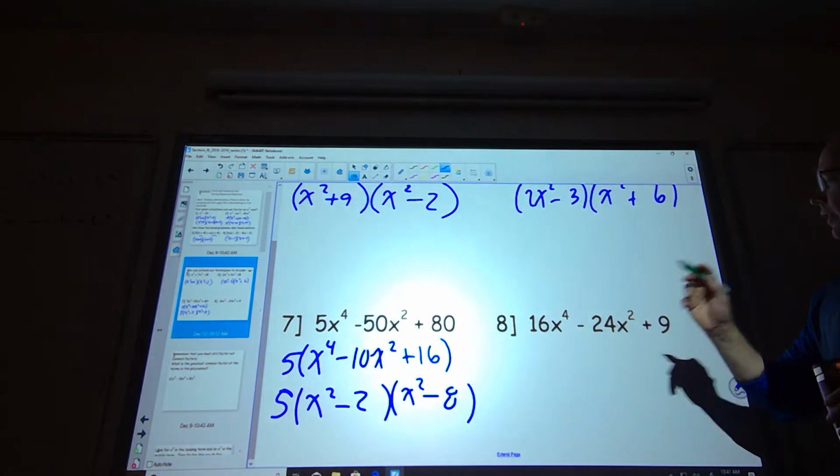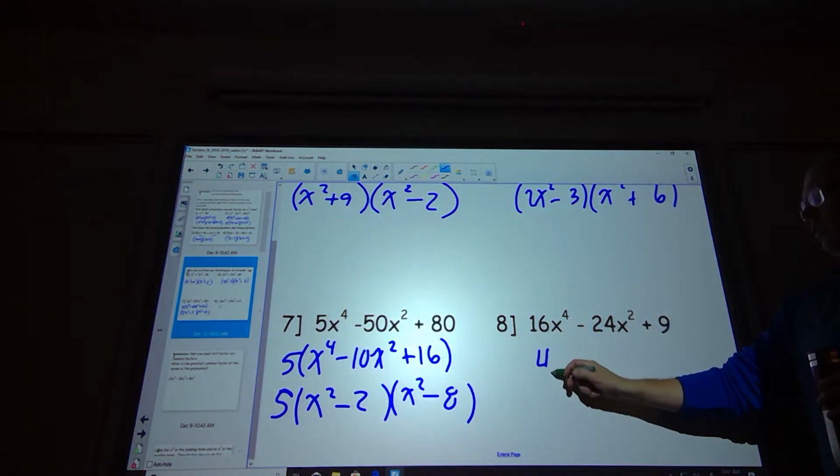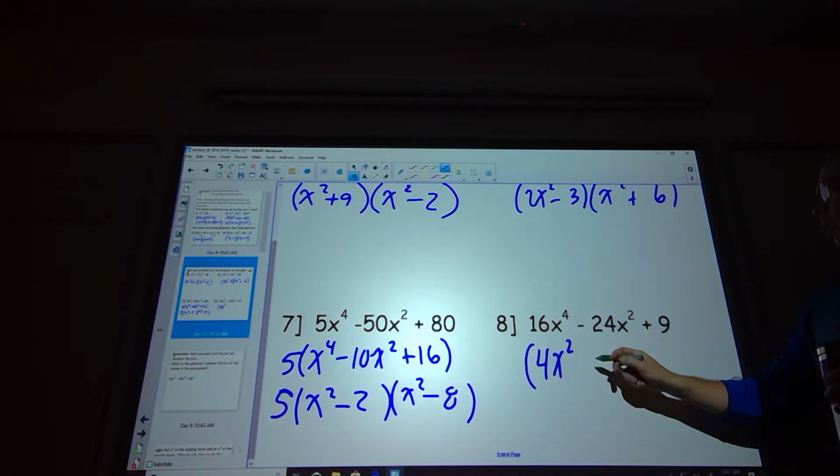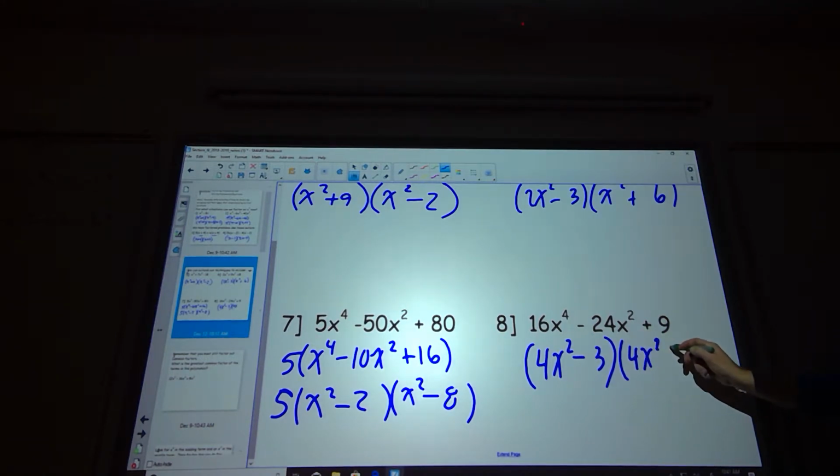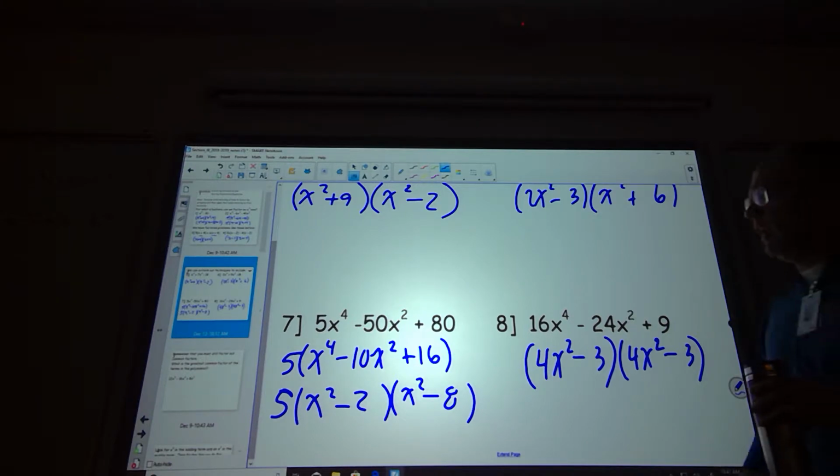Okay. This one, I think this one is actually going to be a perfect square. So this can be 4x squared minus 3 squared. Quantity squared. Yeah, heck yeah. Okay, any questions so far?